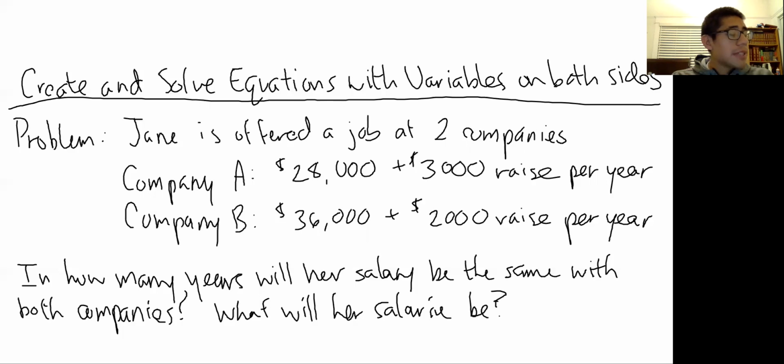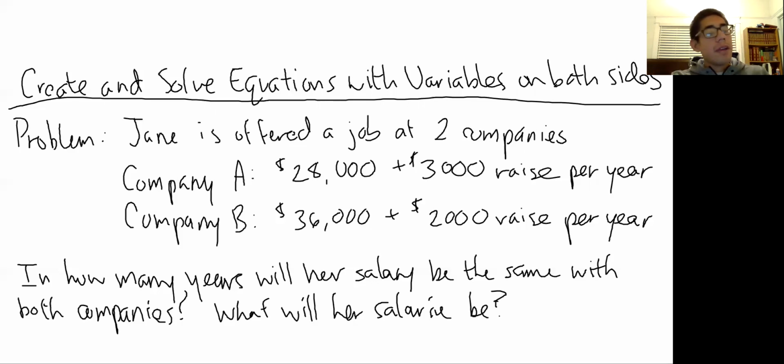One company offers a salary of $28,000 with a raise of $3,000 per year. The other company offers a starting salary of $36,000 plus $2,000 raise per year. In how many years will her salary be the same with both companies? What will her salary be?